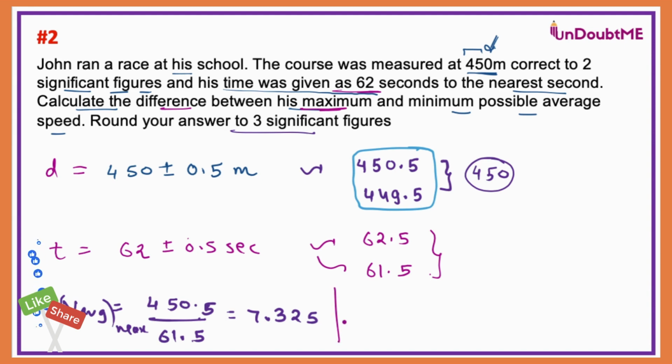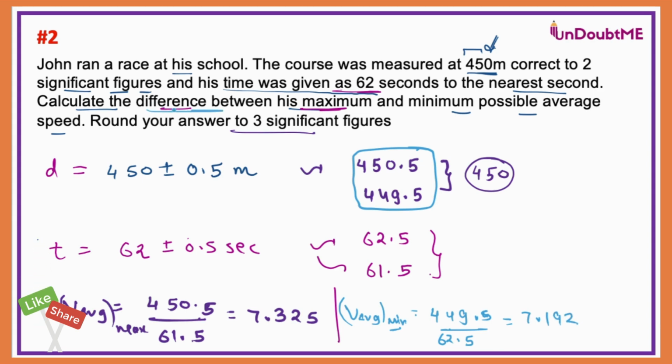Now similarly, to get the min value, V average min, I have to take the lower bound of distance, while I'll be taking the upper bound for time, since we need the minimum value. So this value will be 449.5 divided by 62.5, and that comes out to be 7.192.